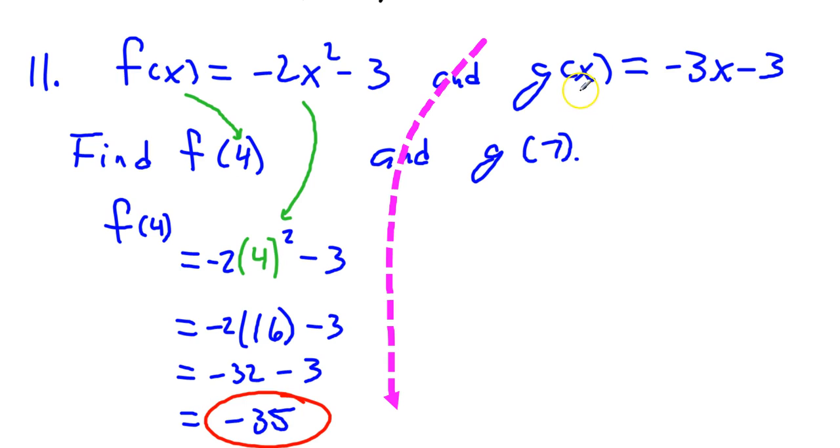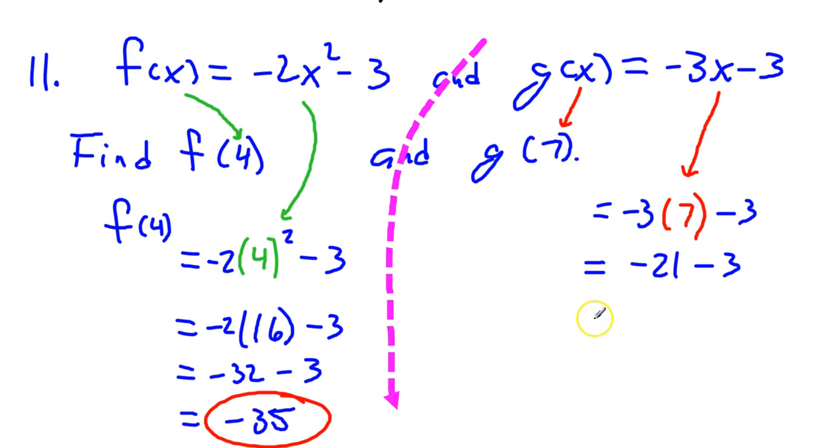And g of 7 is going to be the same thing. Everywhere you have an x, you've got to take the x out and replace it with 7. So over here, you're going to take the x out and replace it with 7. So a little bit easier on this one. Negative 3 times 7 is negative 21. Minus 3 makes that a negative 24.